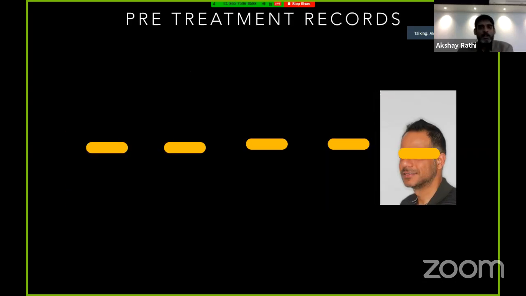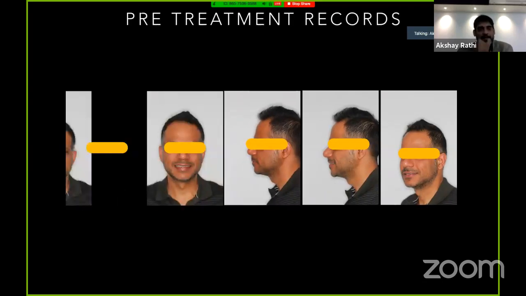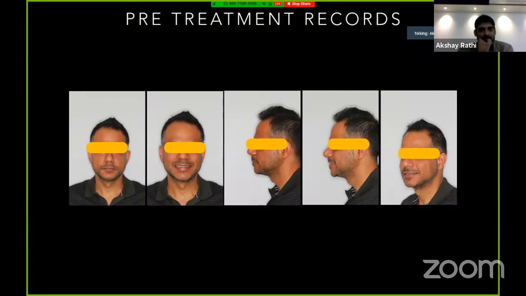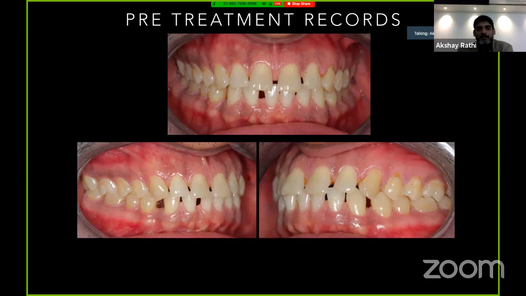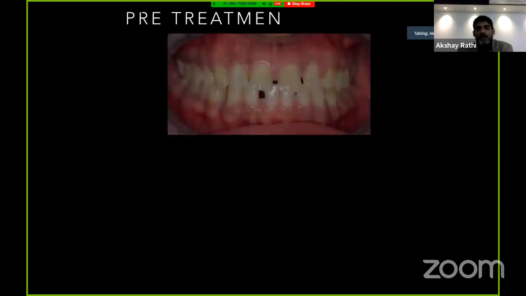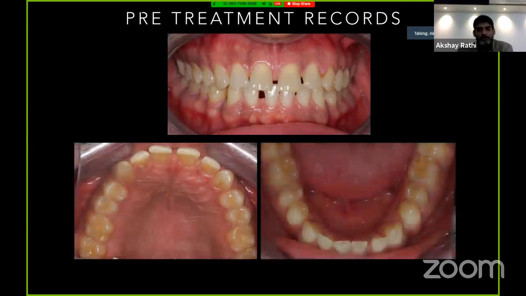There will be 5 pictures which I will take. Front, smiling, profile, smiling, and 3/4 smiling. Intraoral pictures would be front, right buccal, left buccal, upper occlusal, and lower occlusal.